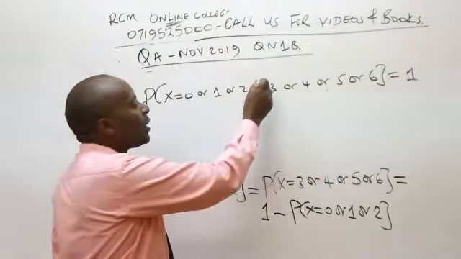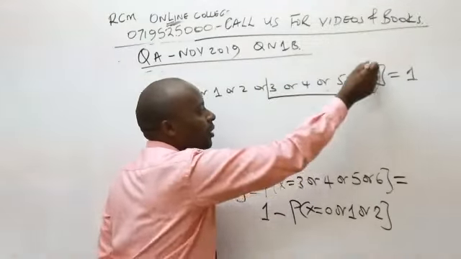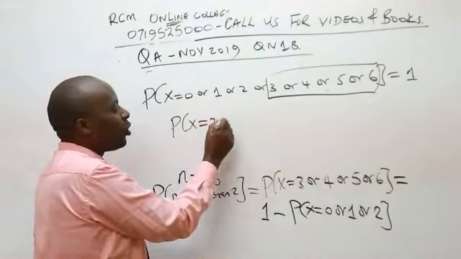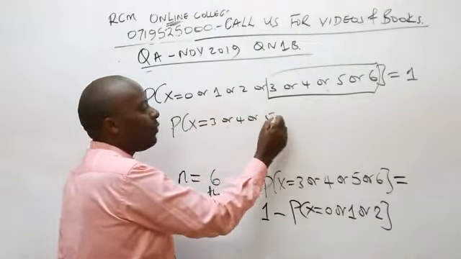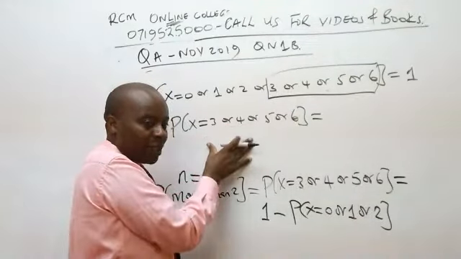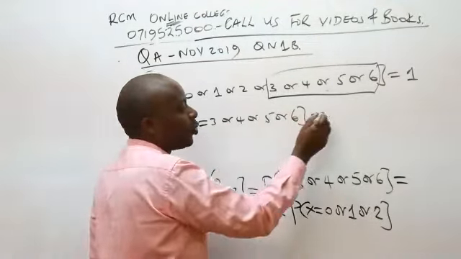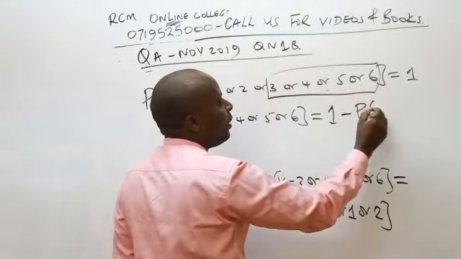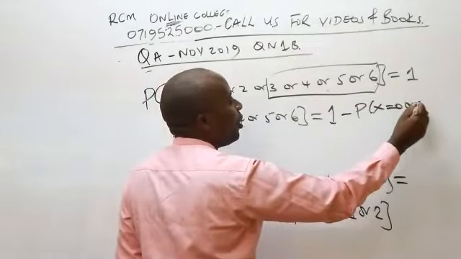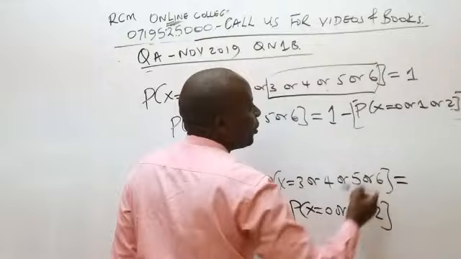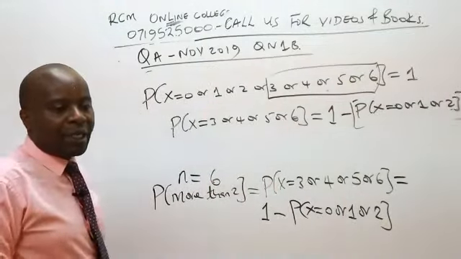Now they want just from here to here, right? So they want the probability of X being equal to 3 or 4 or 5 or 6. Then if I make whatever they want the subject of the formula, this is what I'm going to get. It will be 1 minus these other events, minus the probability of X being equal to 0 or 1 or 2, like that. Very important for us to be able to appreciate that.